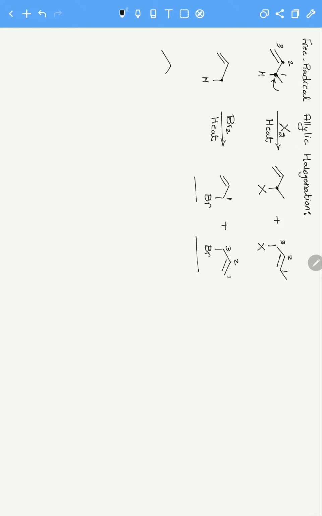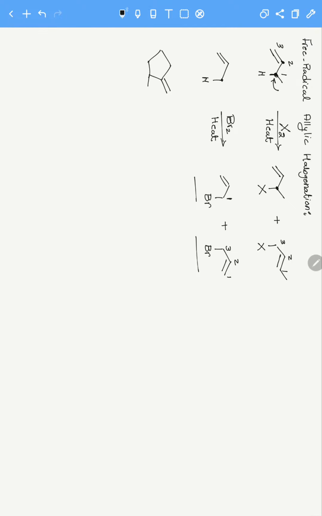Sometimes we may have more than one allylic position, and they could be similar or they could be different. They could be both. We could add bromine or chlorine to both positions, sometimes not. So it really depends on the structure.